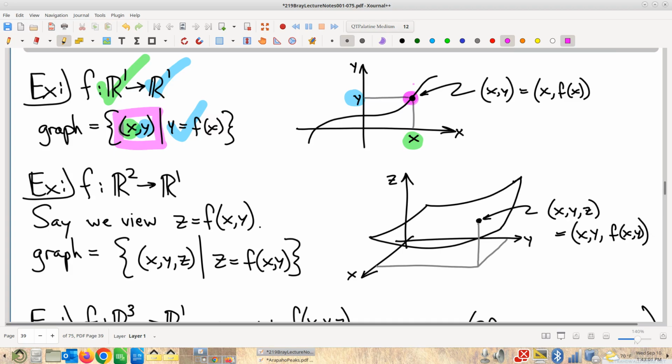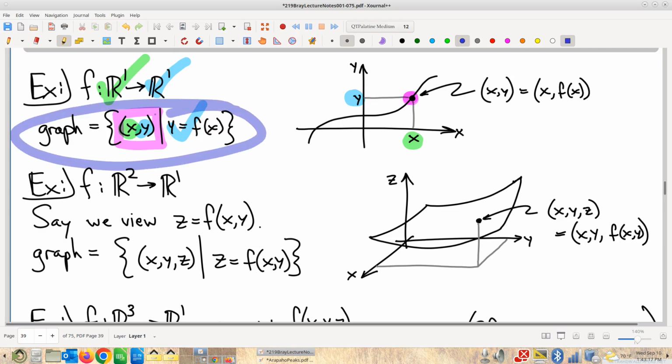R2 is not the domain. R2 is not the target. We made up the XY plane. We made it up for our purposes to be able to draw this picture. So the idea is then that the graph is the collection of all points that you can create in that manner. Okay. Now that's one way to think about the graph.